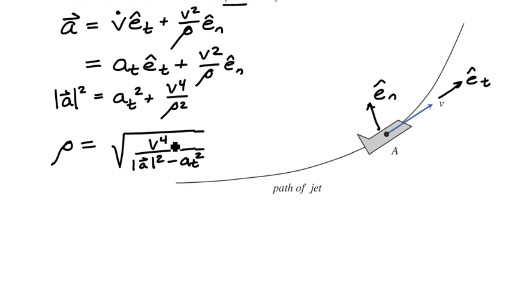In this problem, you're given numerical values for v, the magnitude of acceleration, and a sub t, so you can find the radius of curvature of the path. Given that doing so is purely numerical, I'll leave it up to you to do.